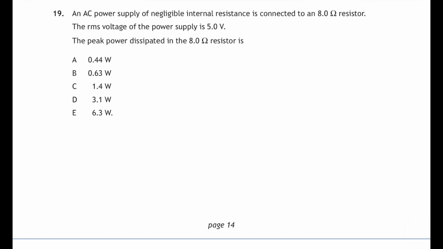Question 19. On to electricity here. An AC power supply of negligible internal resistance is connected to an 8 ohm resistor. The RMS voltage of the power supply is 5 volts, and we have to calculate the peak power dissipated in the 8 ohm resistor. Straight to your relationship sheet then. It's a National 5 relationship. P equals V squared over R. But we're looking for the peak power, so we need to use the peak voltage squared over the resistance. Now the peak voltage will be the RMS voltage times root 2, and don't forget to square it, divided by the resistance, which was 8 ohms.